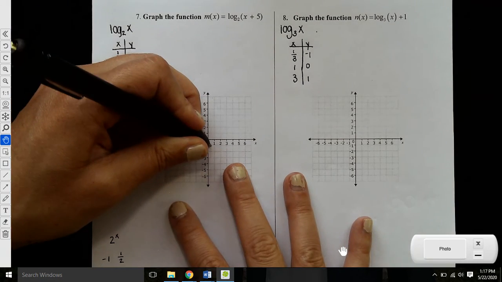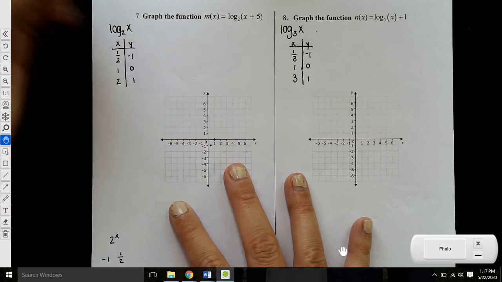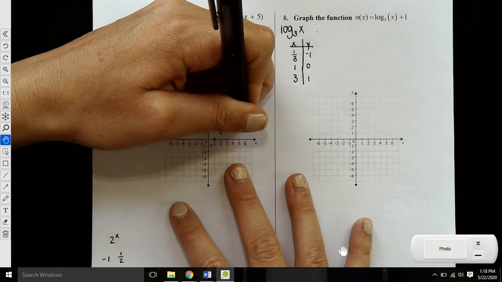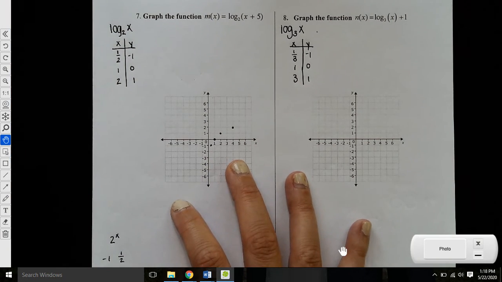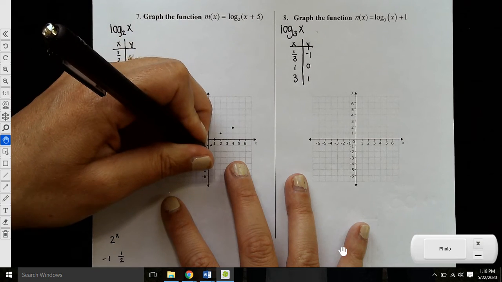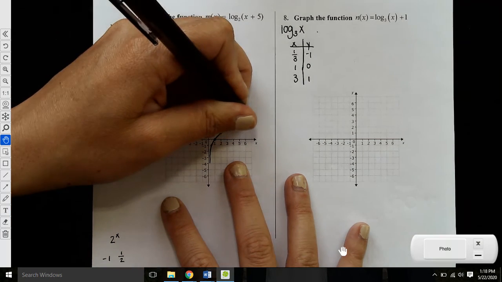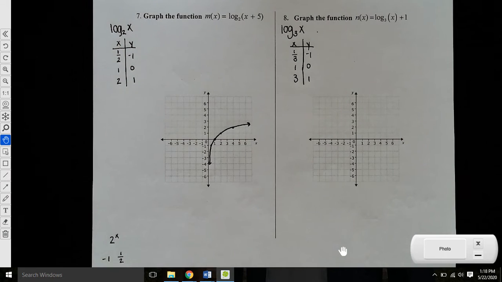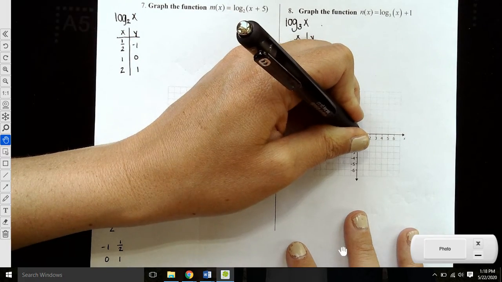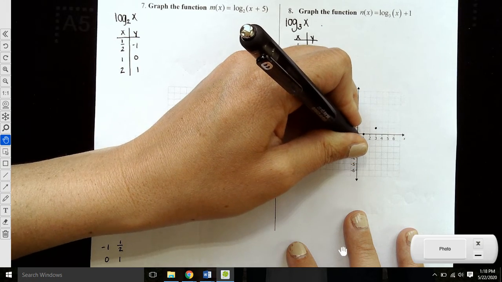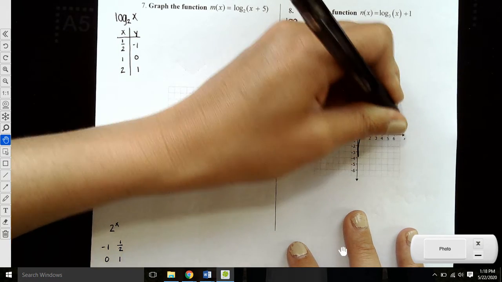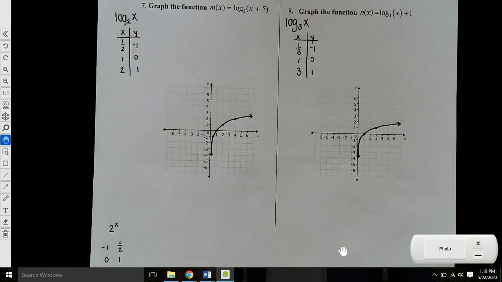1/2 comma negative 1, 1 comma 0, 2 comma 1, and I'll make my nice curve. I also know that one of them would be 4 comma 2, because if I kept going, it would be 4 and 2. So here is my log. Now for my other one, I have 1/3 negative 1, 1, 0, and 3 comma 1. Now keep in mind, no log function should pass over your x-axis when it's in its parent function form. So that's something to really keep in mind.